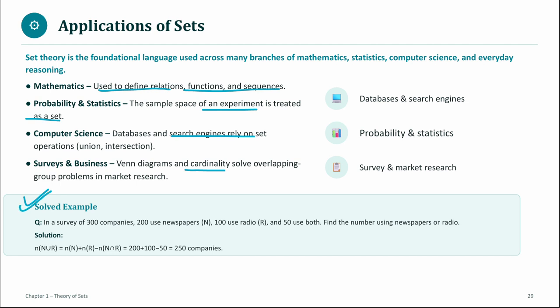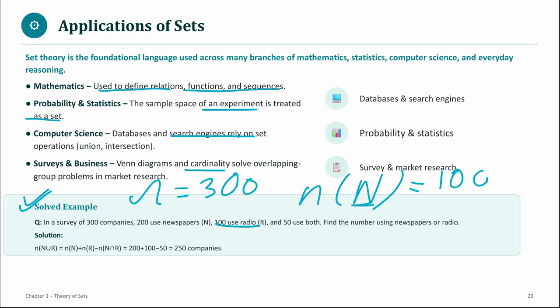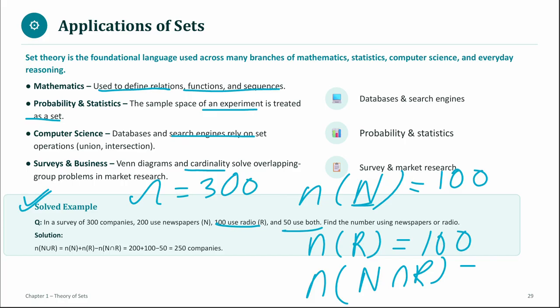If we see this example right here, in a survey of 300 companies, so our universal set is 300, 200 use newspapers, 100 use radios. So n of N, the number of companies using newspapers, is 200, the number using radio is 100, and 50 use both. So n of N intersection R is equal to 50. Find the number using newspapers or radio. Wherever you see this word 'or', that means you need to find the union.